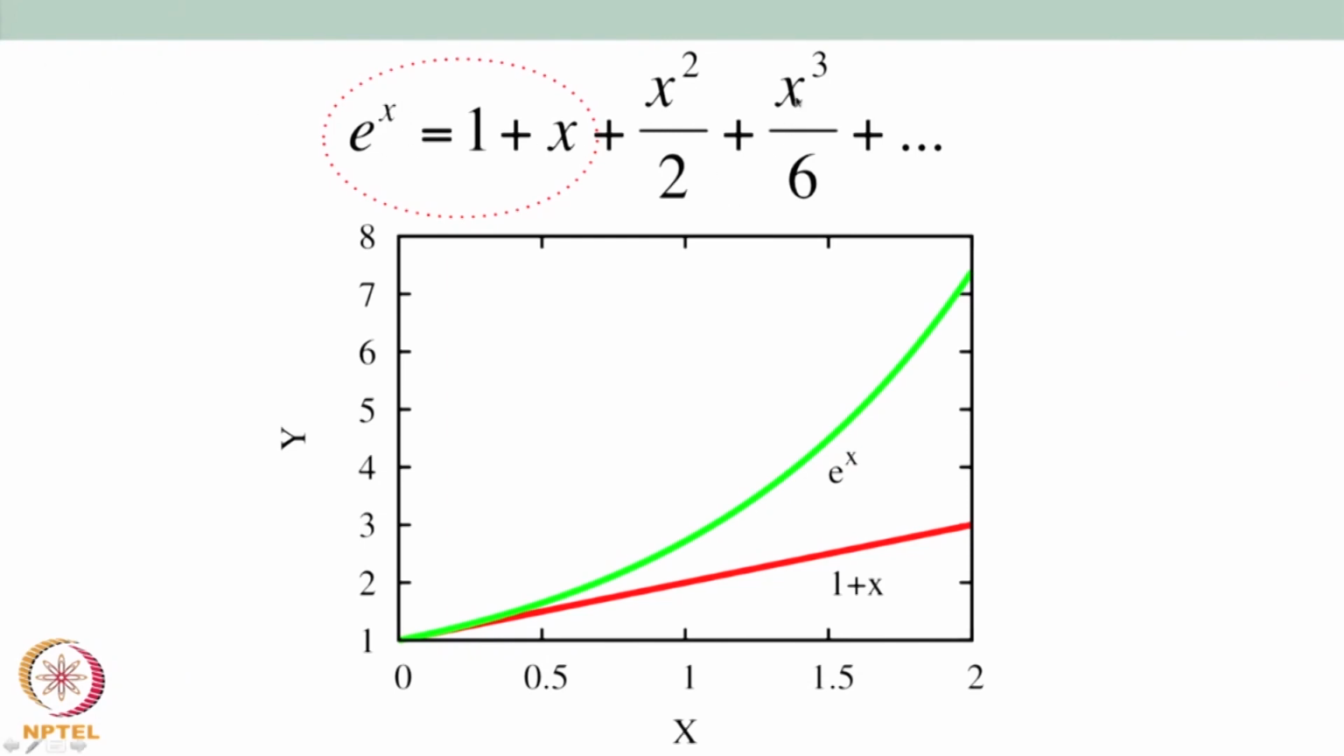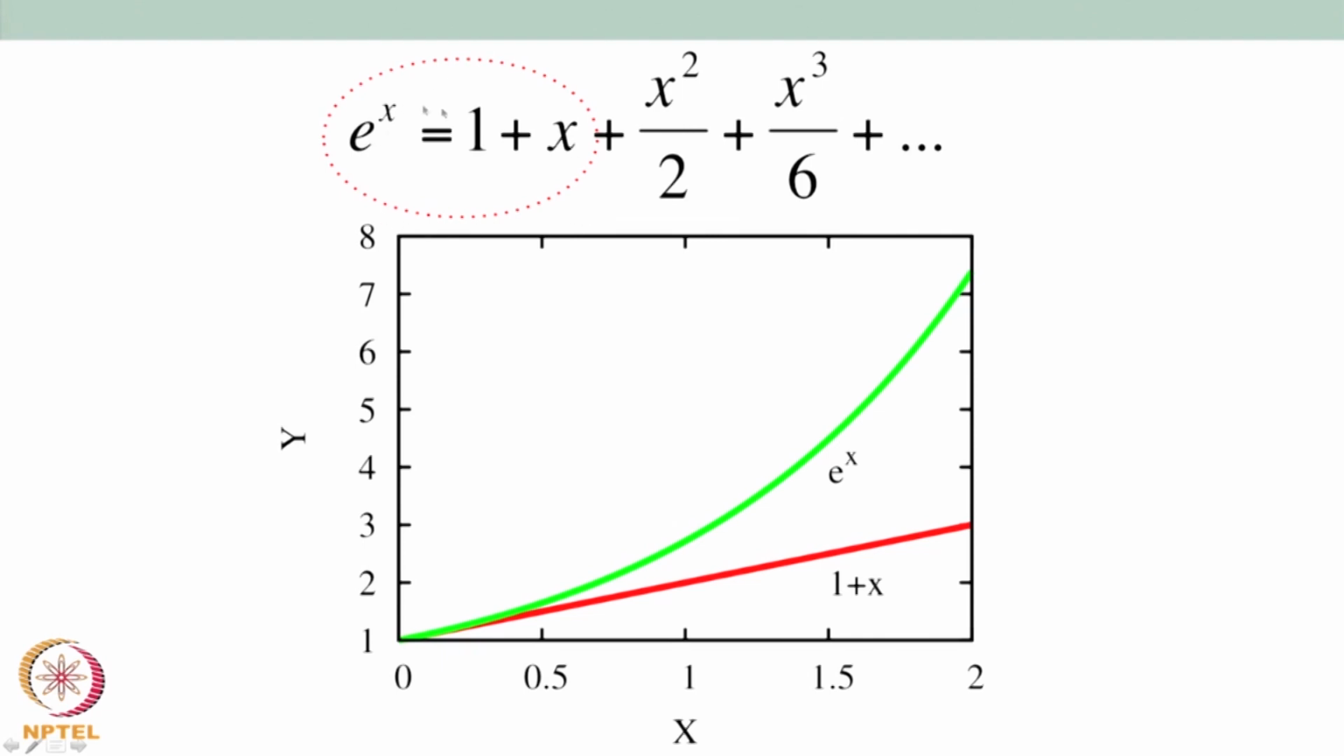Now e power x, we said, can be written as 1 plus x square by 2 plus x cube by 6 plus many terms. Let us see what this infinite series means and what the implications are. So there are 1, 2, 3, 4 terms here: 1, x square divided by 2, x cube divided by 6. There are 4 terms here.